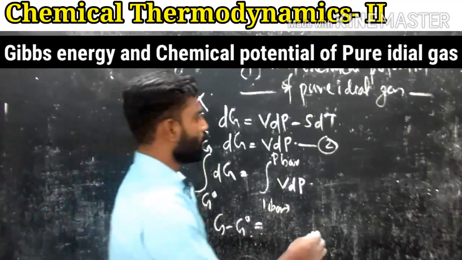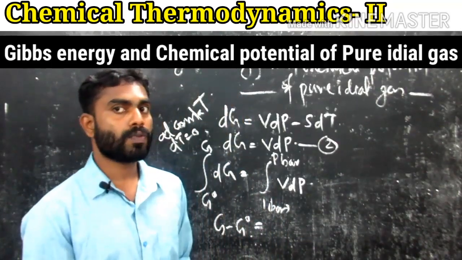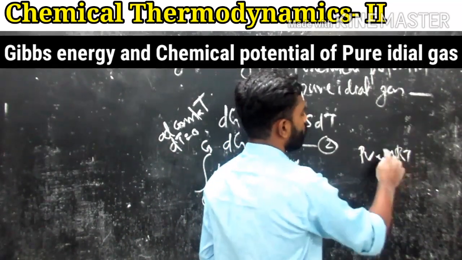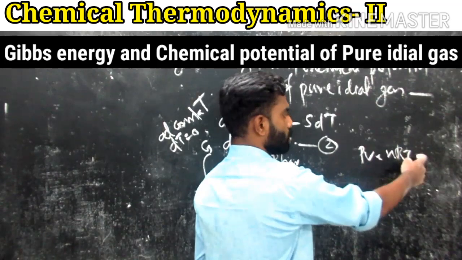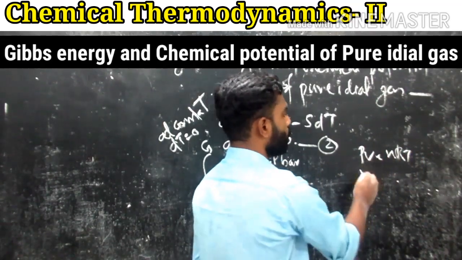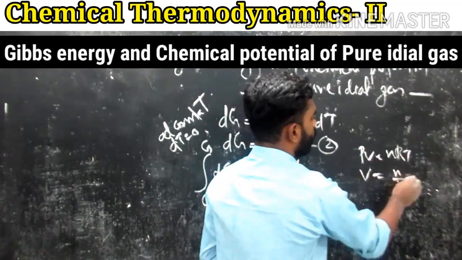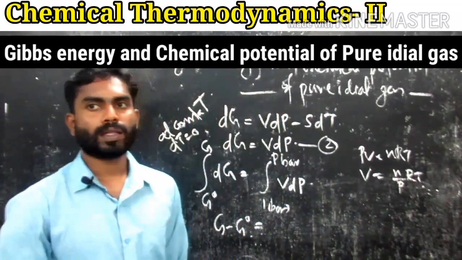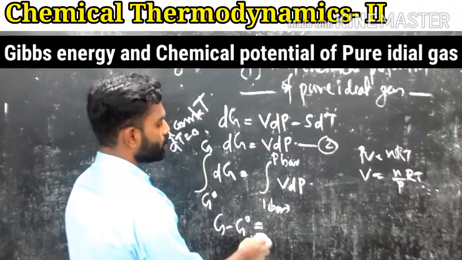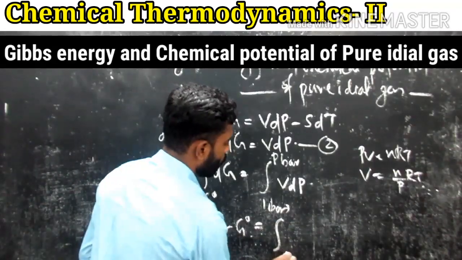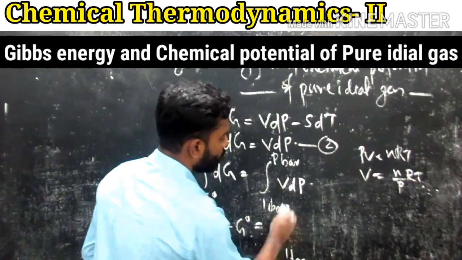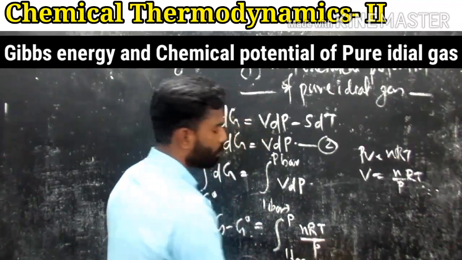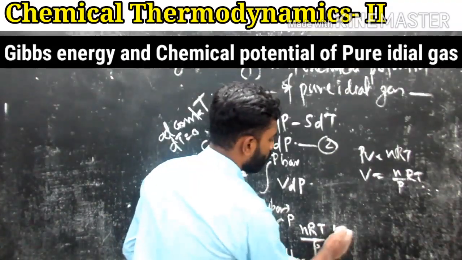So what is the equation? PV is equal to nRT, where n is the number of moles, R is the universal gas constant, T is temperature, P is pressure, and V is volume. V is equal to nRT by P. Okay, we can write it here. G minus G0 is equal to the integration from 1 bar to P of nRT divided by P dP.